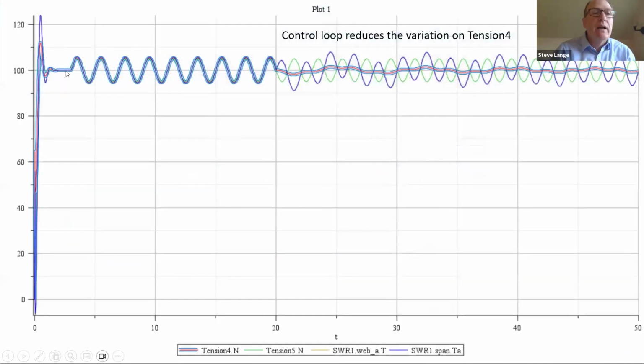So for the first 20 seconds, we see the same oscillation. Then we have this PID loop kicking in, and you see the reduced variation in tension on span 4, because that is where the feedback is coming back from.